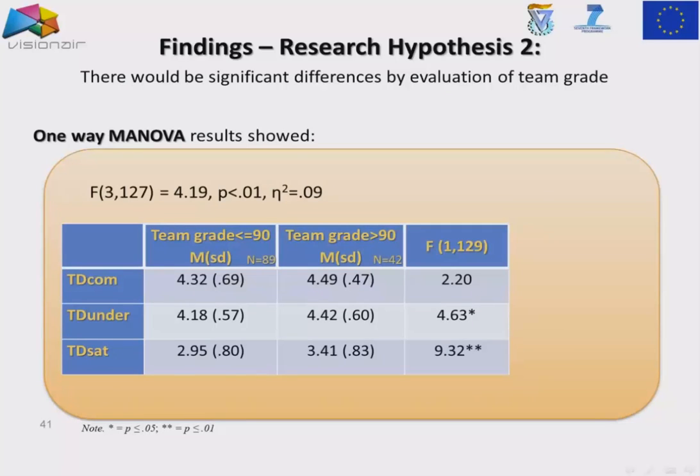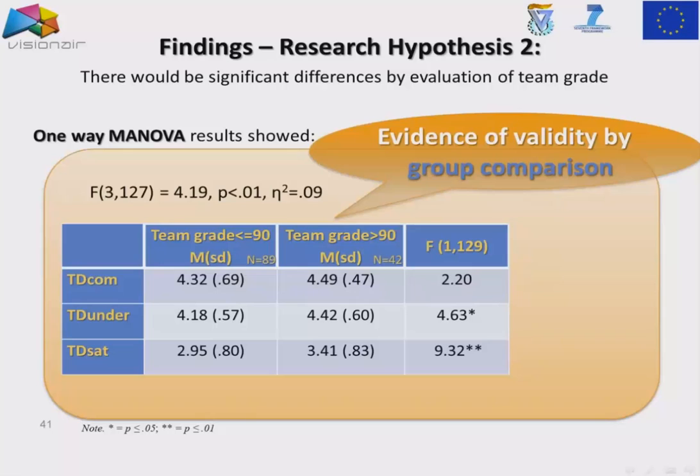And we did find significant differences between students who evaluate the team grade lower than 90 and students who evaluate the team grade higher than 90. We found significant differences, which gives us another evidence for validity by group comparison.